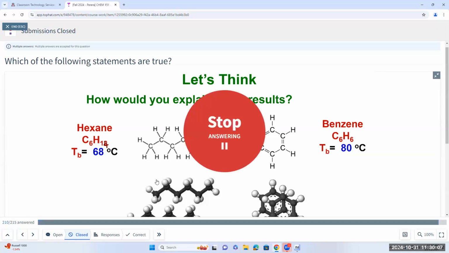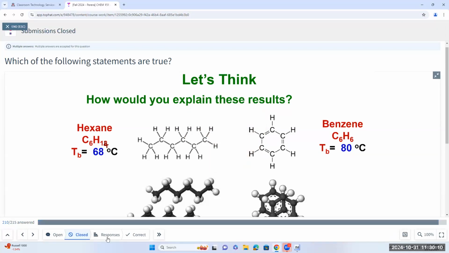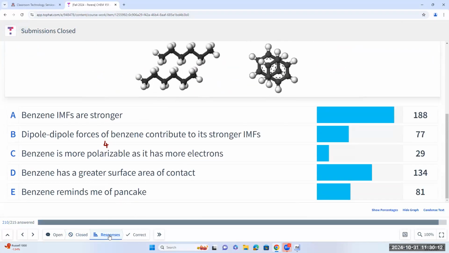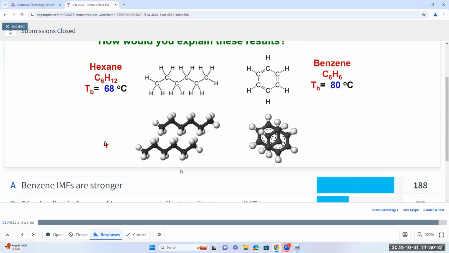All right. So here are our responses. Most of us say this is good. It's a good starting point. At least most of us realize that benzene has stronger intermolecular forces. How do we know that? We see that benzene has a higher boiling point, meaning it should have overall stronger intermolecular forces. Why? The boiling point is higher. Okay, number one, that statement is correct.